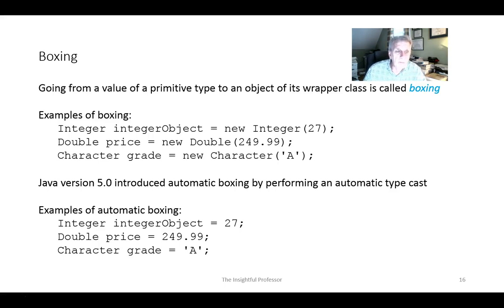Examples of automatic boxing are such that we don't have to provide this explicit call to the constructor. Starting with Java 5.0, the system recognizes that Integer here is a wrapper class, then it will implicitly invoke the constructor for purposes of the assignment or the conversion of the value.